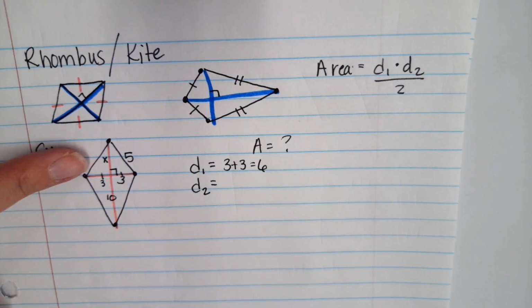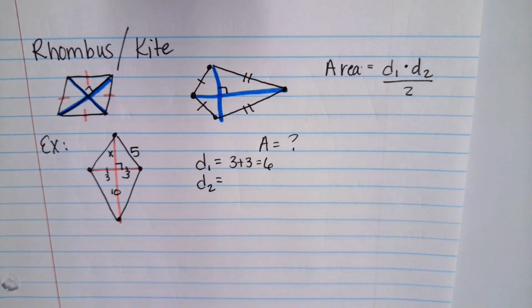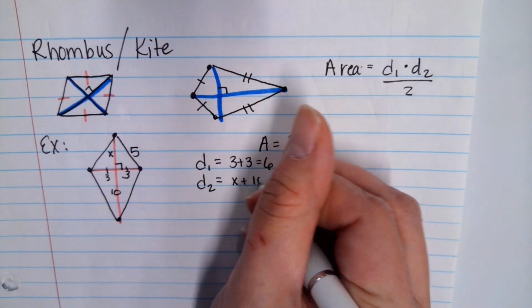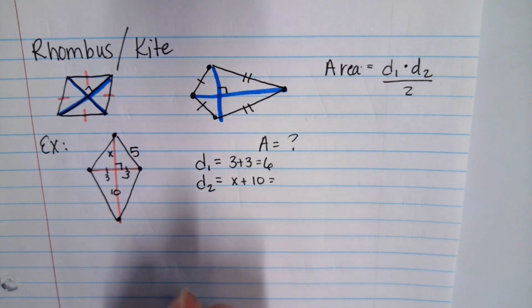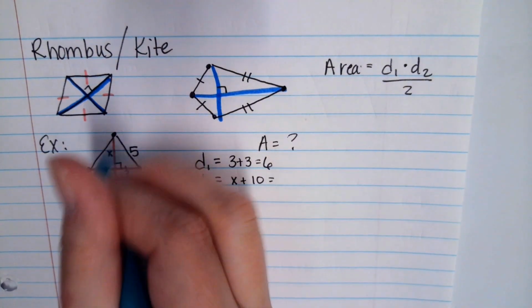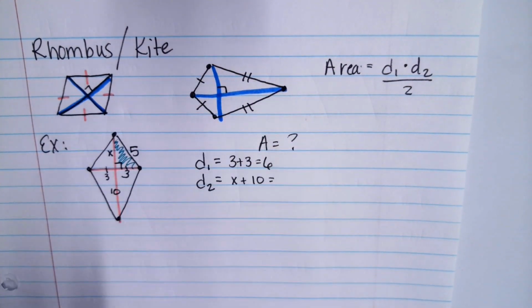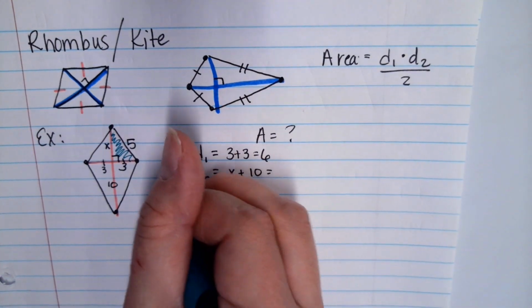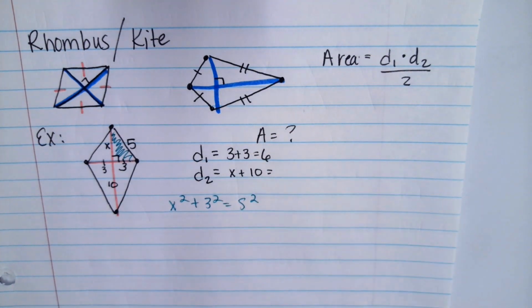We need to get x. In order to get the longer diagonal, it's going to be x plus 10. It is, because it's a 3, 4, 5. It's a 3, 4, 5. If you didn't know that it was a 3, 4, 5, we can go ahead and use Pythagorean theorem. Make it a right triangle problem. I'm going to go ahead and show the work for it.